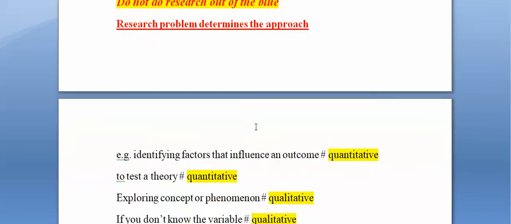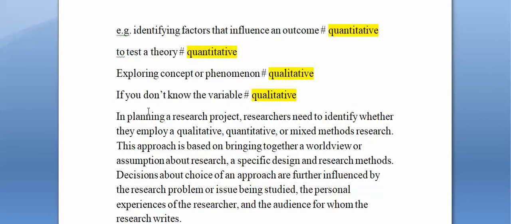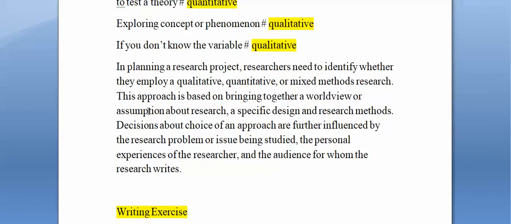Okay? The research problem determines the approach. This is important. For example, identifying factors that influence an outcome, so you use quantitative research. In order to test a theory, you use quantitative research. In order to explore a concept or phenomena, you use qualitative research. If you don't know the variables, you use qualitative research. In planning a research project, researchers need to identify whether they employ qualitative, quantitative, or mixed method research. So you can use any one of these three methods.